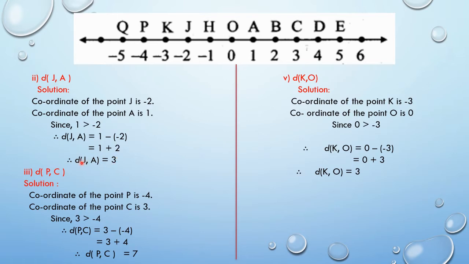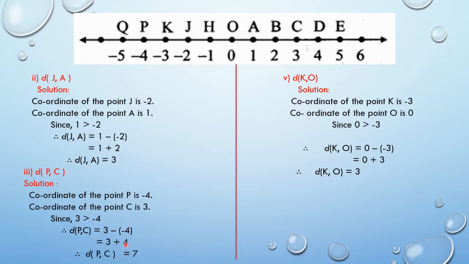3. Question 3. Distance of PC. Here also the same method. The solution: the coordinate of the point P is -4 and the coordinate of the point C is 3. Since 3 is greater than -4, the distance of PC is equal to 3 minus -4, that is equal to 3 plus 4 is equal to 7. Therefore, the distance of PC is equal to 7.